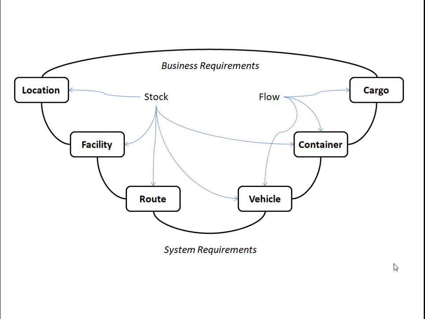So the system is very, very complex. We'll have to manage the locations, the facilities, the routes, the vehicles, the containers as stocks, and we'll have to plan and control and process the cargo, the containers, and the vehicles as flows. So we tend to manage the stocks, we tend to process and control the flows, and it's that combination of things that constitutes the scope of the system requirements we need to write for this system.